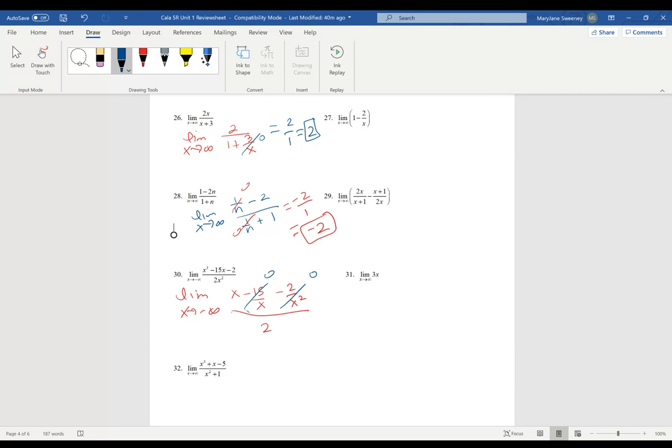So I want to think what would happen if I had the limit as x approaches negative infinity of x over 2. So if I plug in negative infinity, it'd be negative infinity over 2, which is going to go to negative infinity.